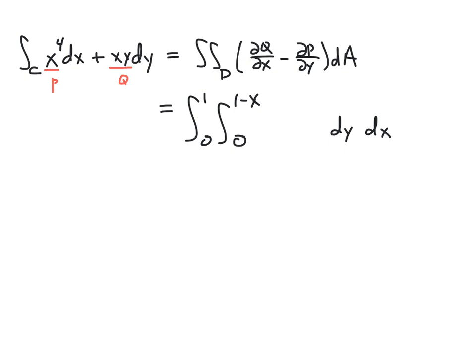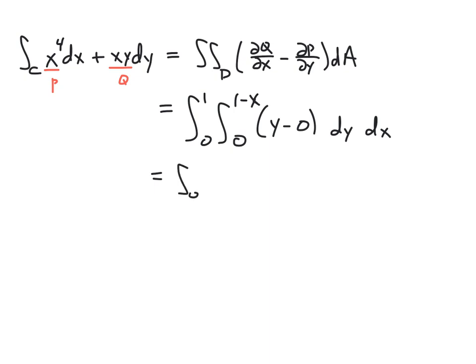Now we look at our integrand function here. We have ∂Q/∂x. Q is xy, so when I differentiate that with respect to x, I just get y. Then I want to subtract ∂P/∂y. Well, P is x to the fourth, so when I differentiate that with respect to y, we get 0. So I'm literally computing a double integral over the function y. And this is quite easy to do.